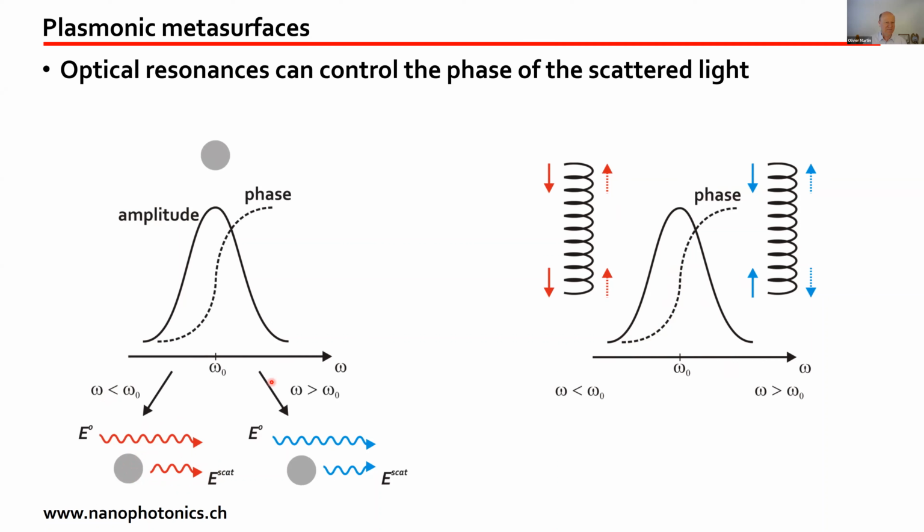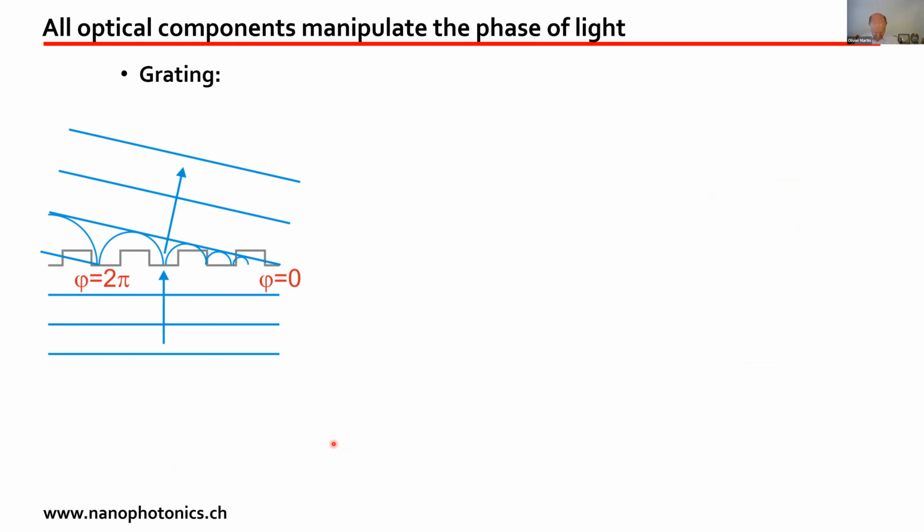If you go at high frequency, above the resonance frequency, so say, for example, you take a blue laser, then the scattered light is out of phase with the incident light. So we have now, with these small plasmonic nanoparticles, something that allows us to modify the phase of scattered light. Now, is that useful? Well, actually, I would pretend it's very useful.